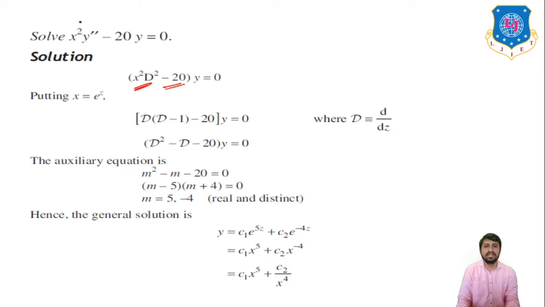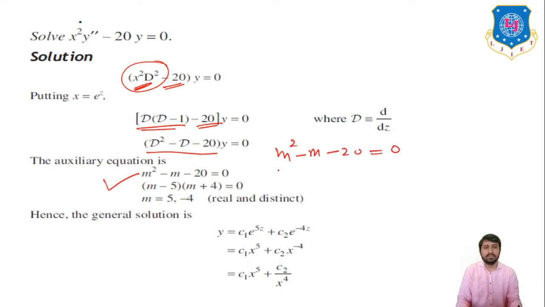Now take the example x square y double dash minus 20y equal to 0, that is, x square D square minus 20 into y equal to 0. So D into D minus 1 minus 20, that is D square minus D minus 20, equal to 0. Replacing D by m, m square minus m minus 20 equal to 0. When we factorize this, m minus 5 and m plus 4 equal to 0, so the roots are 5 and minus 4.